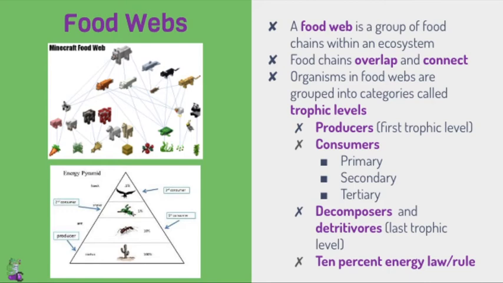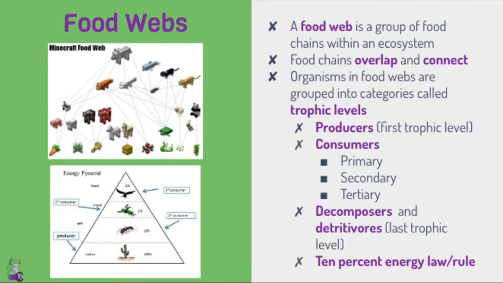Organisms in food webs are grouped into categories called trophic levels. Roughly speaking, these levels are divided into producers, which is the first trophic level, consumers, and decomposers, which is the last trophic level. I talked a little bit about some of these earlier, but I'm going to go a little bit more into depth here.